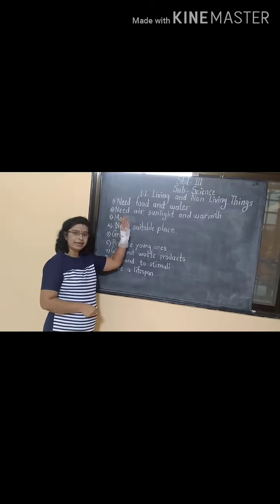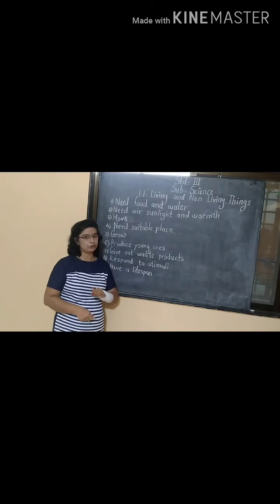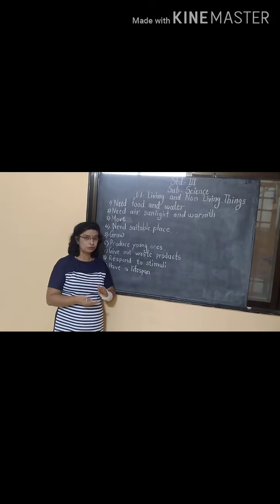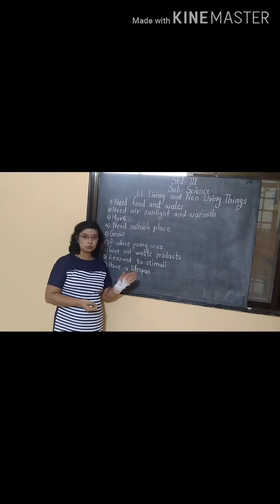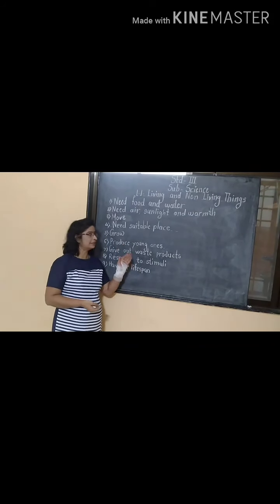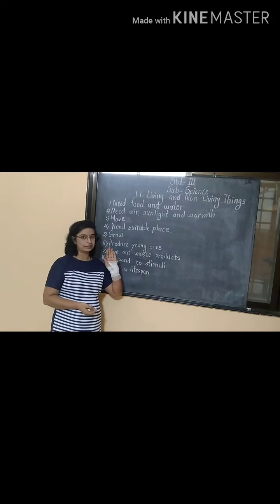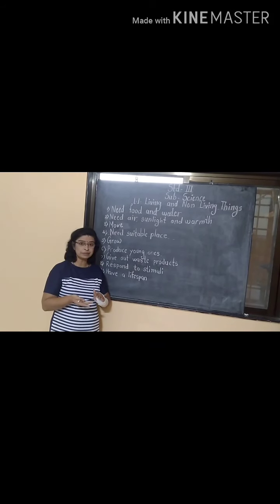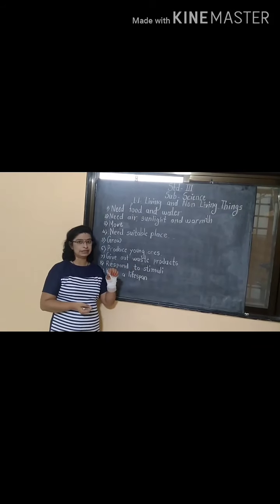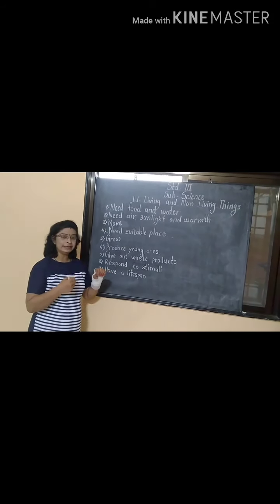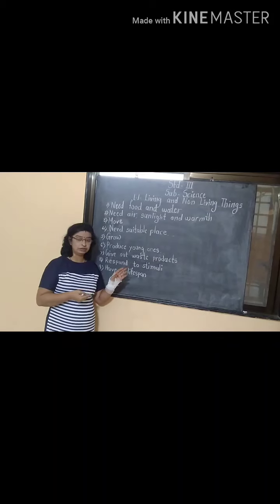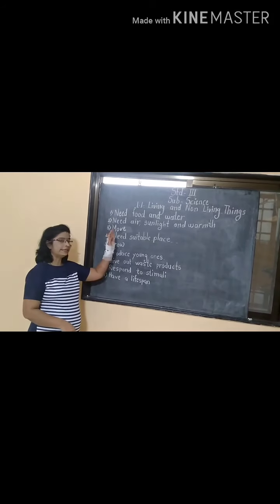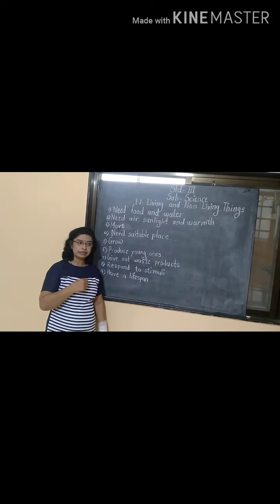Yes, so different animals take different types of food. Some animals eat only plants or plant parts, leaves, fruits, vegetables, such as cow, goat, buffalo. These animals eat only plants. Some animals eat only the flesh of other animals. Flesh of other animals means they kill the other animals and eat their flesh, such as lion, tiger, then snake, some birds also, eagle, vulture. So they kill the other animals and they eat their flesh.